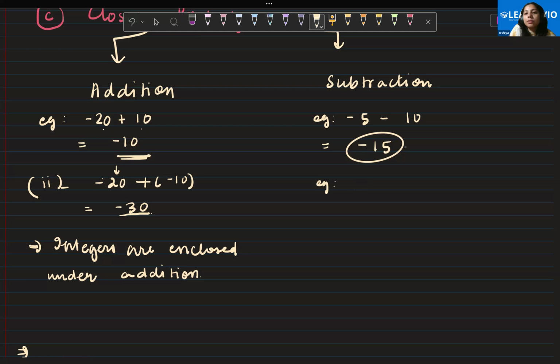Let's take one positive and one negative. So let's say we have 20 minus 5. Here 5 is negative, 20 is positive, and what we are getting is 15. So that means we are getting an integer back. So that means integers are enclosed under subtraction. Okay.